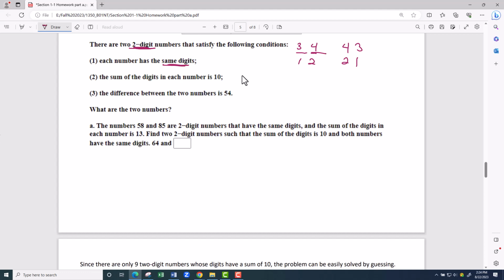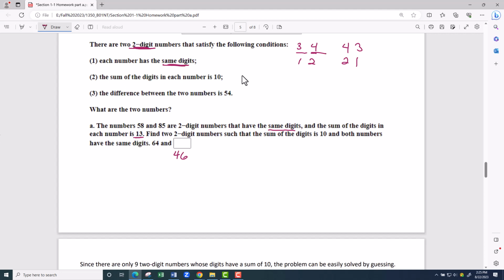Part A says the numbers 58 and 85 are two-digit numbers that have the same digits, and the sum of the digits of each number is 13. Find two-digit numbers such that the sum of the digits is 10 and both numbers have the same digits, 64. So switch 64 around, that would be 46.